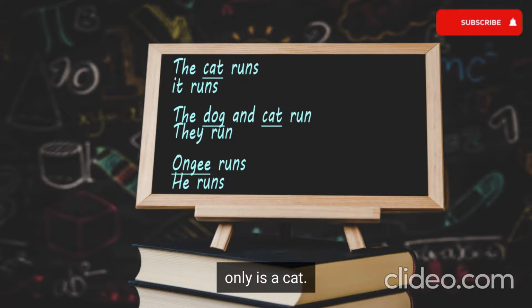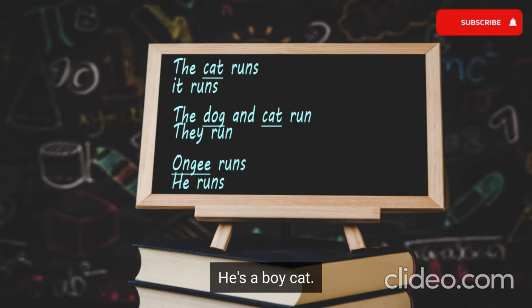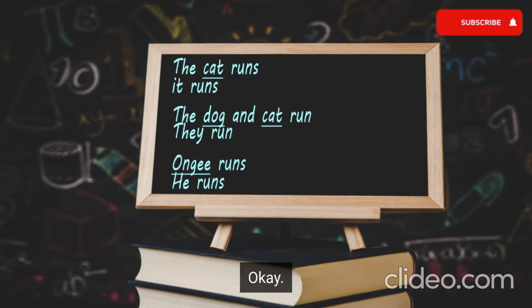Okay. Now for the last sentence, I'm going to talk about my cat, Ongi. Okay. Ongi is a cat. He's an animal, but he has a name. He's a boy cat. Okay. And I love him and he's like family. So Ongi runs. I can say he runs. Okay. Let's move on to the next part.